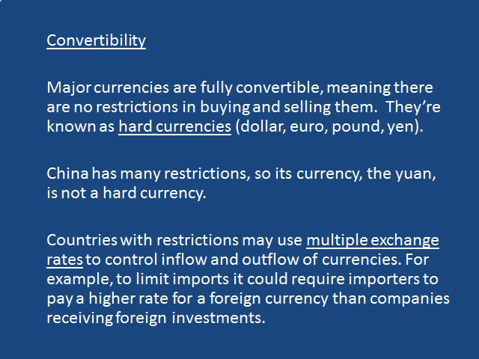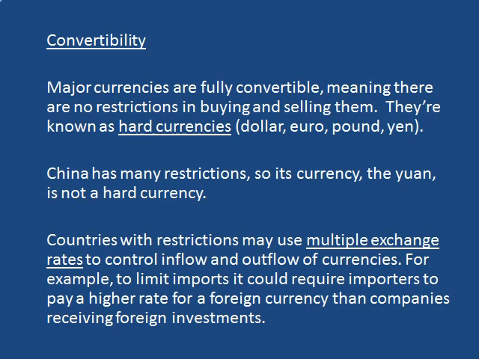Now let's talk about the concept of convertibility. Major currencies are fully convertible, meaning there are no restrictions in buying and selling them. They're known as hard currencies. For example, the dollar, the euro, the pound, and the yen. China has many restrictions, so its currency, the yuan, is not a hard currency.